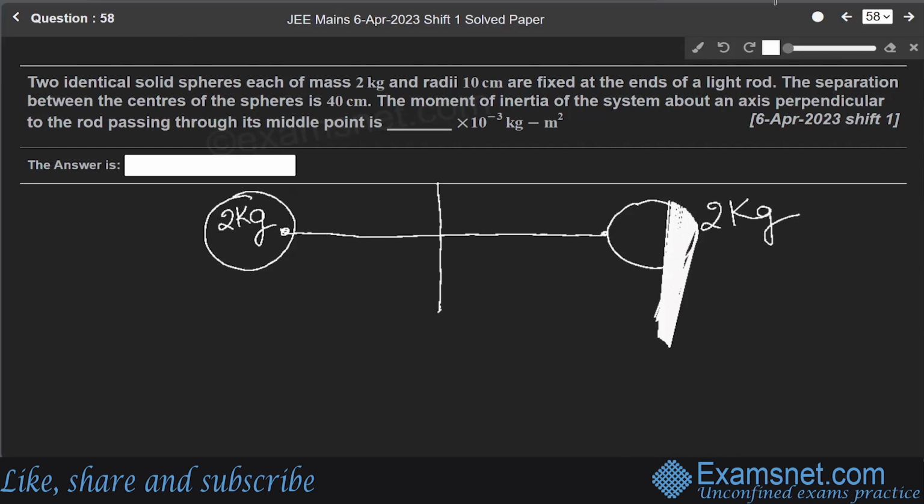We have to find the moment of inertia of the system about an axis perpendicular to the rod passing through its middle point. Since this is a light rod, it is a massless rod. So using the parallel axis theorem, the moment of inertia will be the sum of the moment of inertia of the two balls having masses 2 kg. So finding the moment of inertia of one ball and multiplying it by 2, we get the moment of inertia of the system about an axis perpendicular to the rod passing through its middle point. By using the parallel axis theorem, it will be equal to 2 by 5 mr square plus md square.